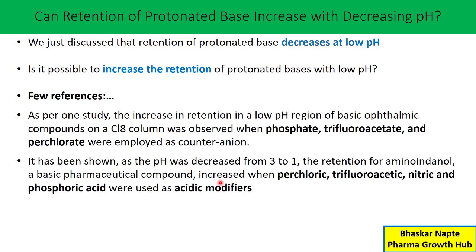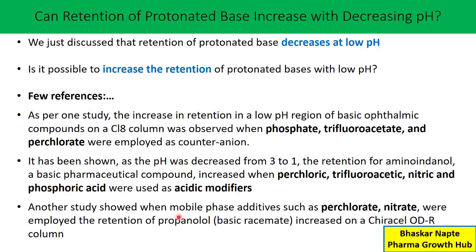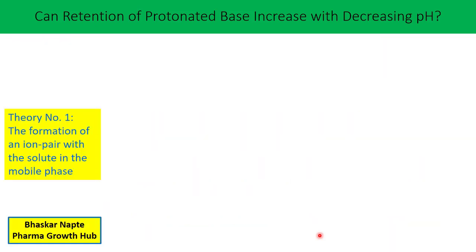It has been shown that as the pH was decreased from 3 to 1, the retention for aminoindanol, a basic pharmaceutical compound, increased when perchloric, trifluoroacetic, nitric, and phosphoric acids were used as acidic modifiers. Last but not the least, the third example. Another study showed that when mobile phase additives such as perchlorate and nitrate were employed, the retention of propranolol, which is a basic racemate drug substance, increased on a chiral ODR column. So, with the reference of these three examples, we will try to establish the theory behind this increase in the retention time for a protonated base.